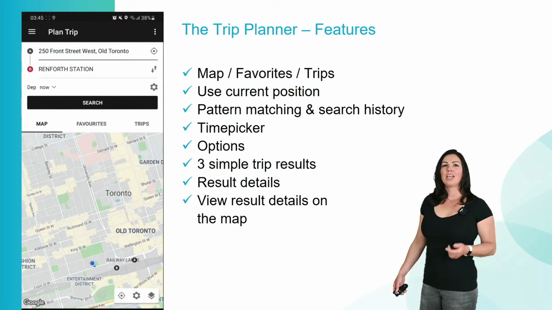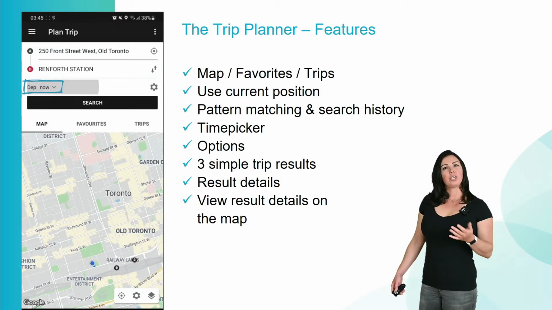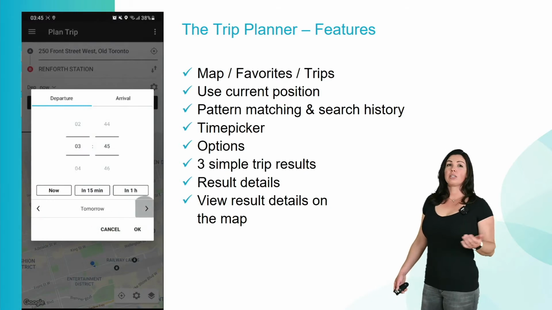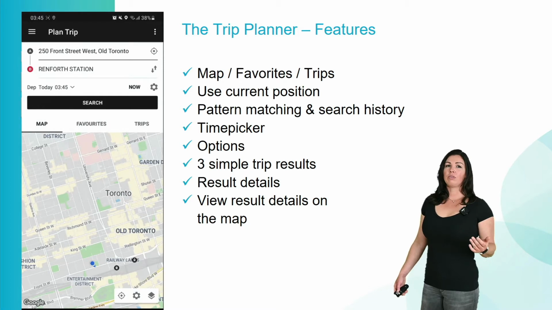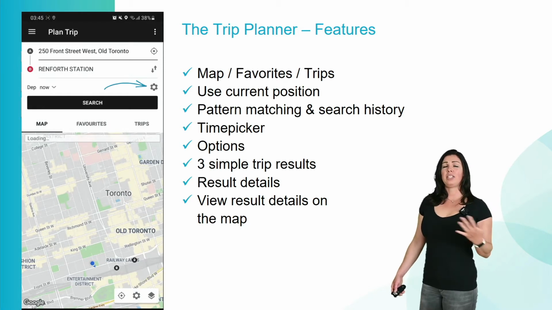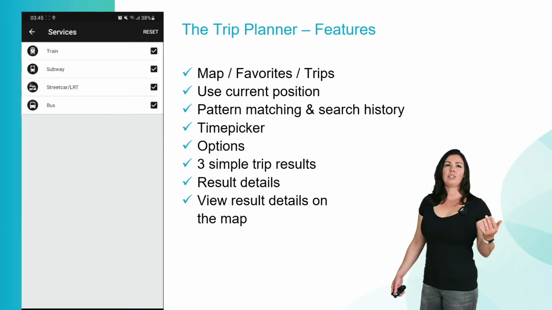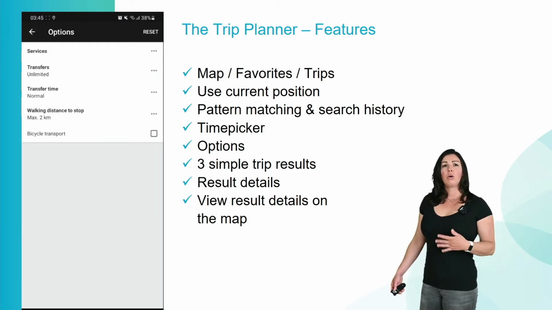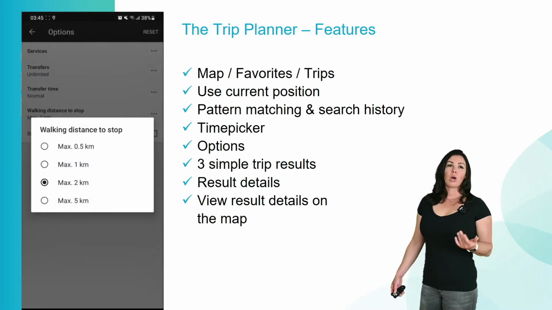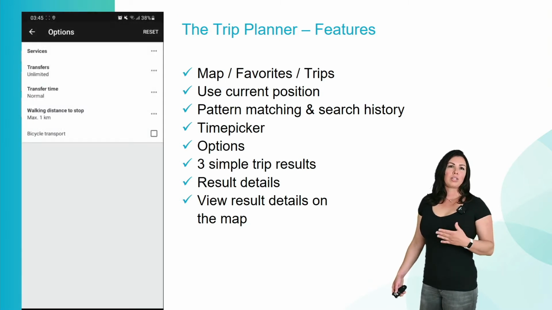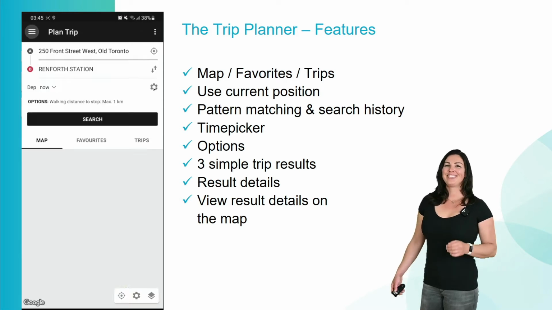And here we use our pattern matching to help the customer find the destination they're looking for. Pretty quick. So from here, I might want to change the time or date, and I can do this really simply with the Trip Planner Time Picker. I can then, of course, decide if I maybe need some special options and go into the options menu. Maybe I need or don't want to use specific services based on my needs, or maybe I want to change the walking distance to make sure that it's for me. And of course, you see it in kilometers here, but we can do miles.